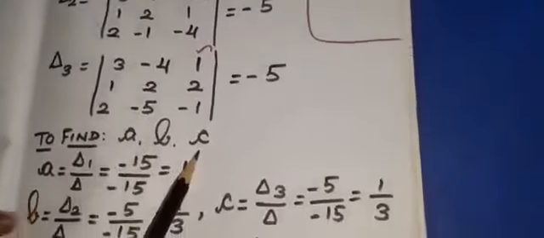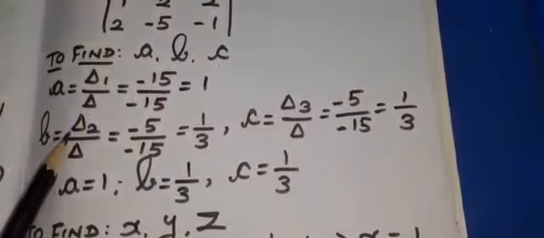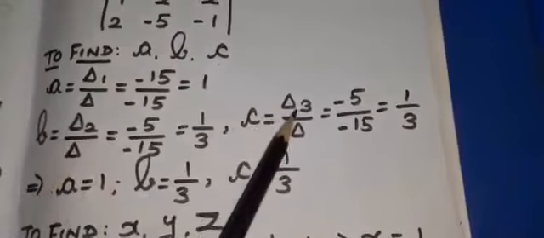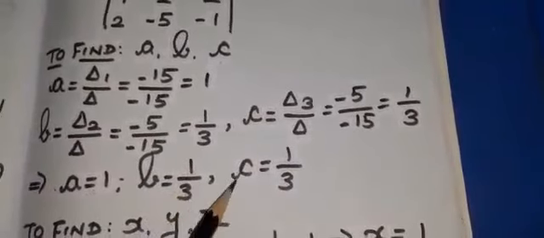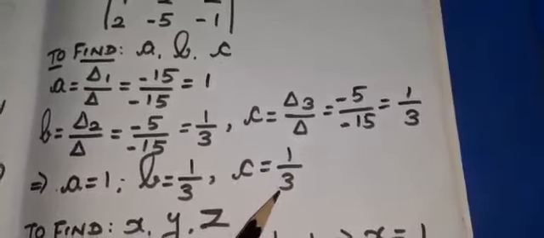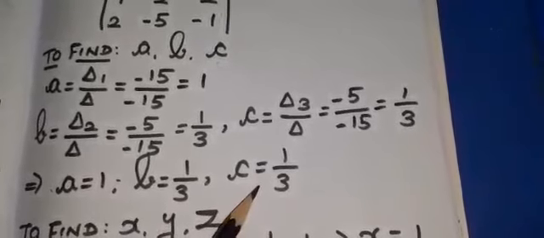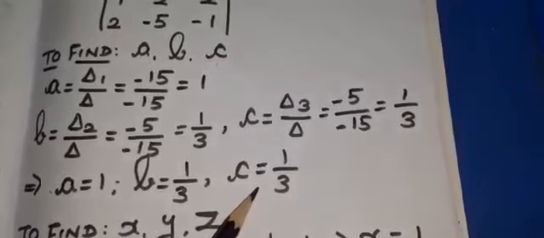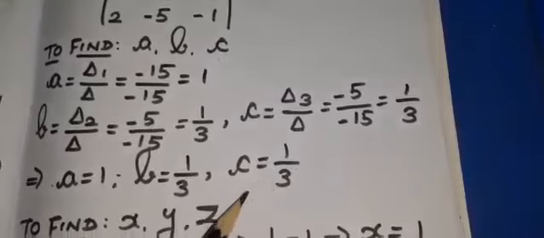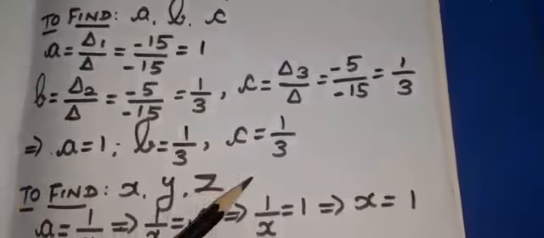Now I am going to find for A, B and C. Same way, A means delta 1 by delta, B means delta 2 by delta and C means delta 3 by delta. Find the values. I am getting the value as A equal to 1, B equal to 1 by 3 and C equal to 1 by 3. Most of the students think that A, B, C means your answer is over. This is not your final answer, students, because we are converting X, Y, Z as A, B, C. Again we are going to convert A, B, C into X, Y and Z.